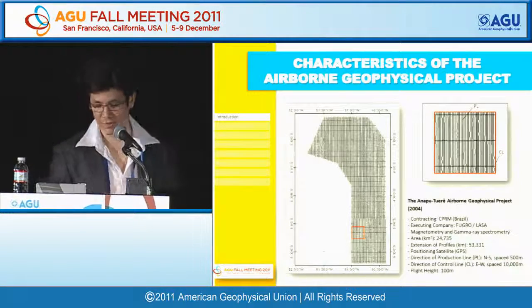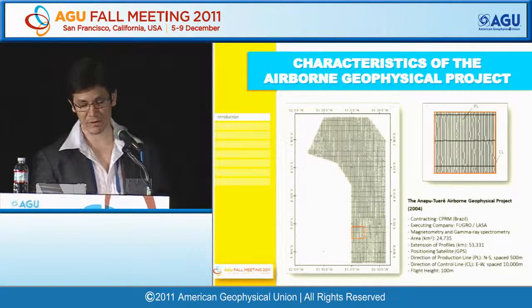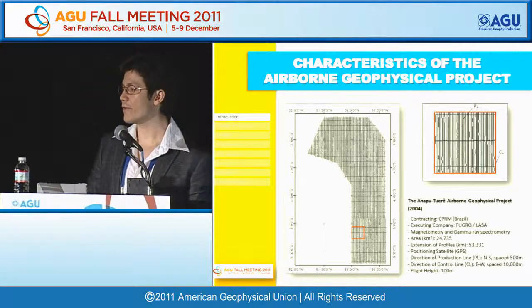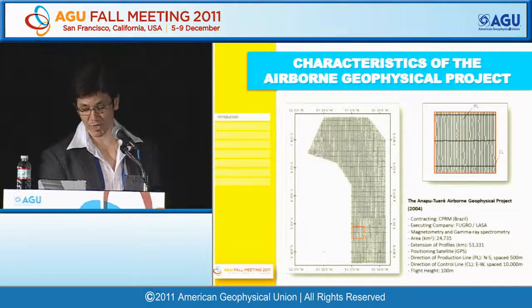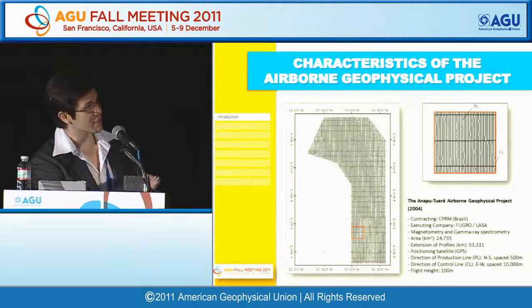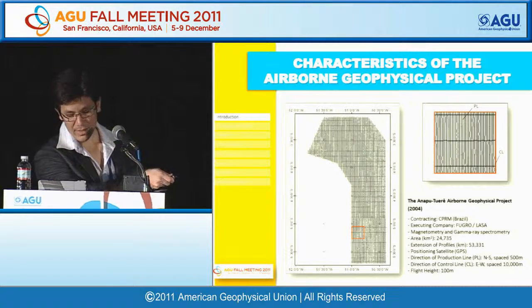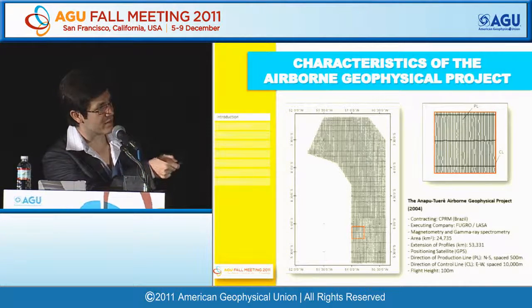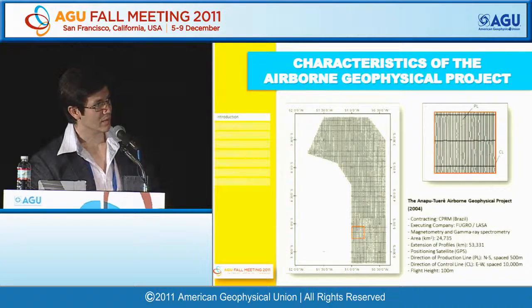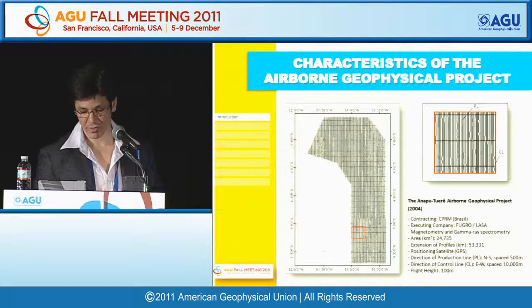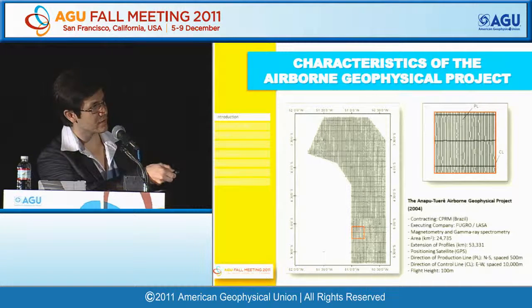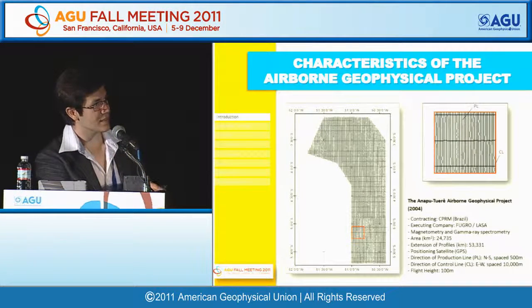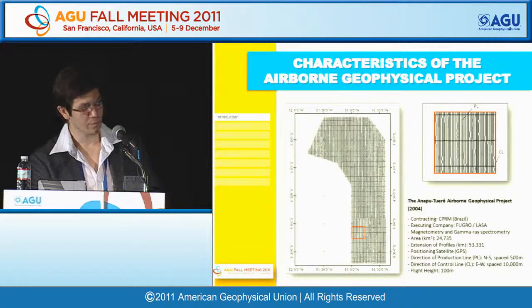The project was contracted by the Geological Survey of Brazil, CPRM, and executed by Fugro Lasa. For the project, magnetic and gamma-ray spectrometric data was acquired. The production lines were set in a north-south direction, and the control lines in an east-west direction. The spacing of the production lines is 500 meters, and of the control lines 10,000 meters.